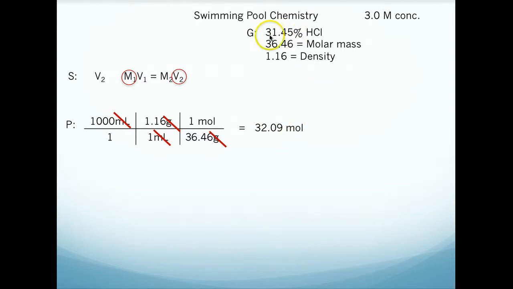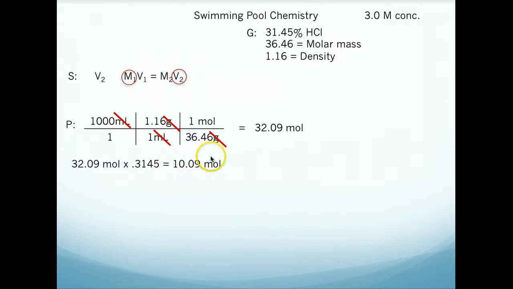Okay, but this is only 31% hydrochloric acid. So this is where percent composition comes in that we talked about a few weeks ago. So we take our 32.09 moles and we take 31.45% of that. We have to move our decimal over to change this from a percent to a decimal. And we're going to get 10.09 moles of hydrochloric acid that are in this gallon.